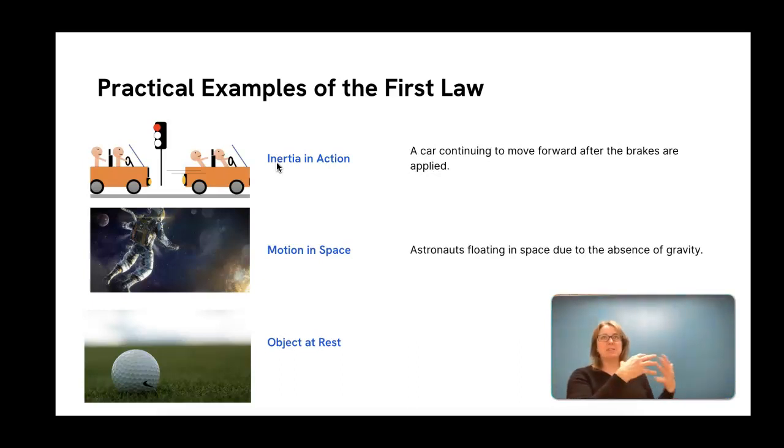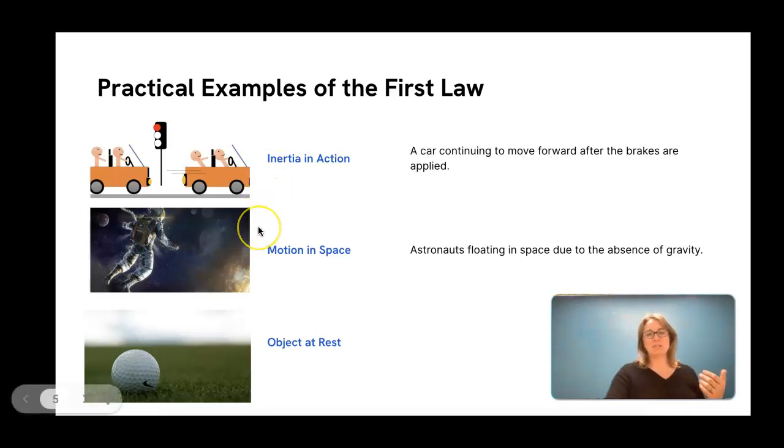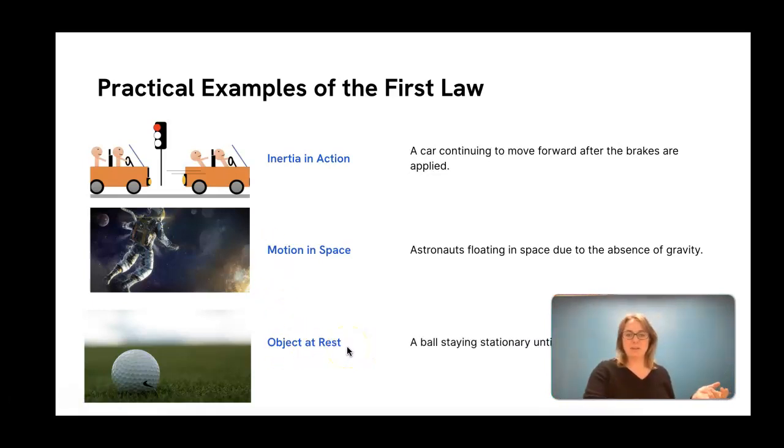So that object that was in motion wants to stay in motion, and applying the brakes is the unbalanced force to change that state. Motion in space would be astronauts floating in space due to the absence of gravity. They will stay in that state of motion unless there's an unbalanced force that acts on them. And then the third example would be an object that's at rest.